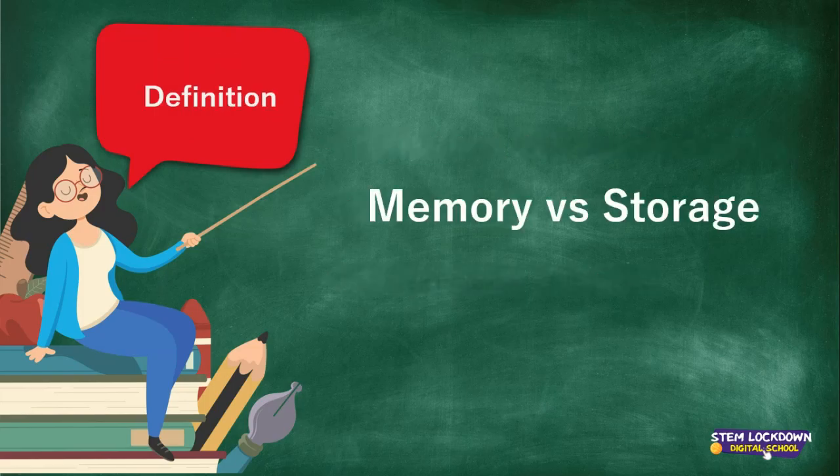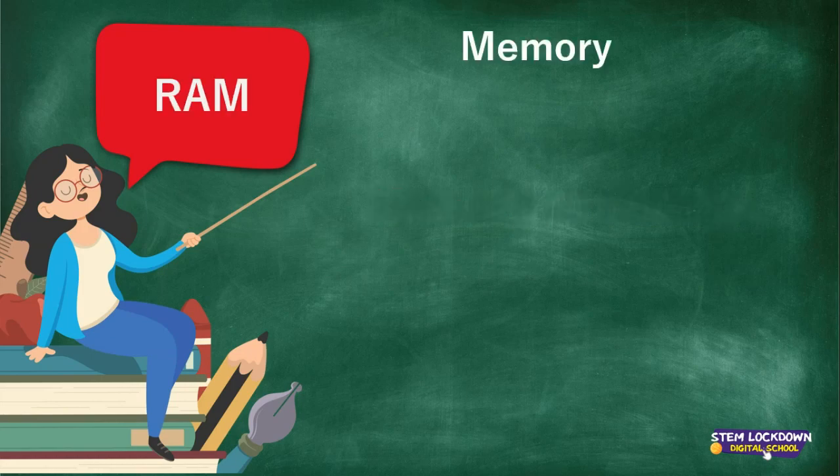Okay, so let's start. The difference between memory and storage. What is memory? Right. Let us first of all start with memory. Now, when you talk about a computing device and you are referring to memory, you're basically referring to its RAM, right? What does RAM stand for? RAM stands for random access memory, isn't it?